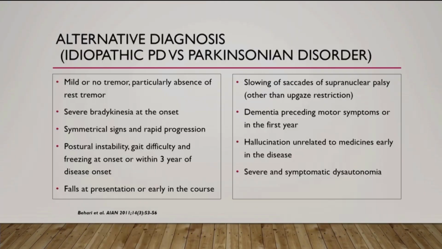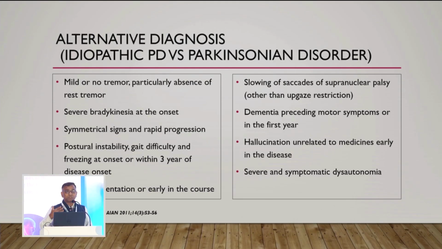Let's skip this, we will go to the next slide and discuss. So what are the alternative diagnoses? Where you have patients with bradykinesia and rigidity but mild or no tremors, particularly absence of rest tremors, then you have to consider the pathology is not basal ganglia, but somewhere else, cerebellum or somewhere else. Severe bradykinesia, just like lower body Parkinson, which you find in vascular Parkinson's disease, where the patient has severe bilateral lower limb rigidity. So your neurologist would write lower body Parkinson's disease. It is not Parkinson's, it's a Parkinsonian disorder, vascular Parkinson's disease.